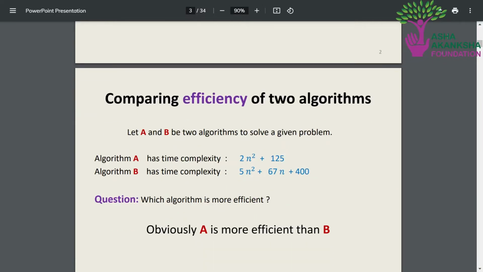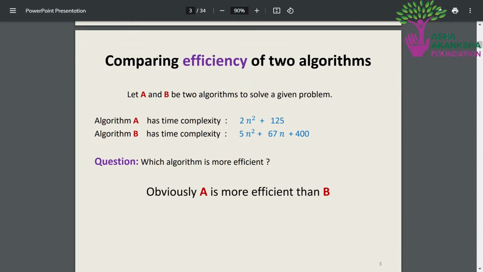Let's take a look at this algorithm which has time complexity 2n square plus 125. Alright. And the other algorithm has time complexity 5n square plus 67n plus 400. Don't take it as a time complexity, but for now take it as an equation only. Now the question is which algorithm is more efficient in your perspective.